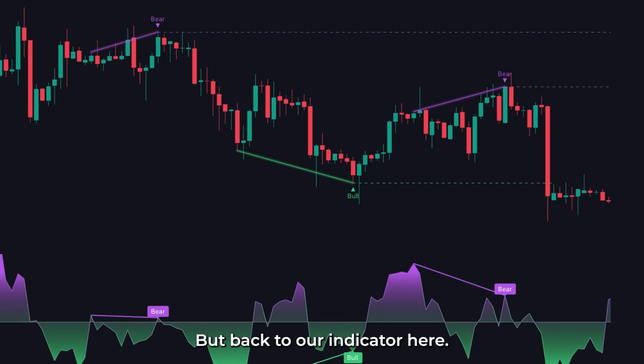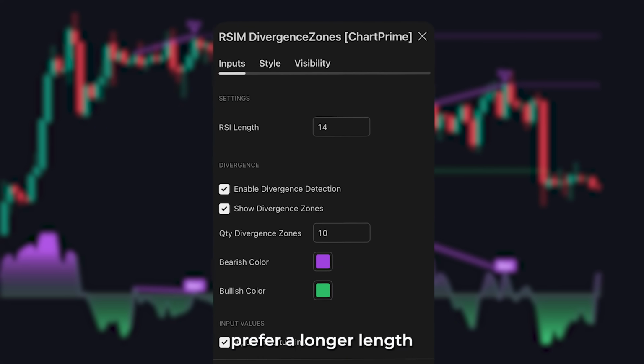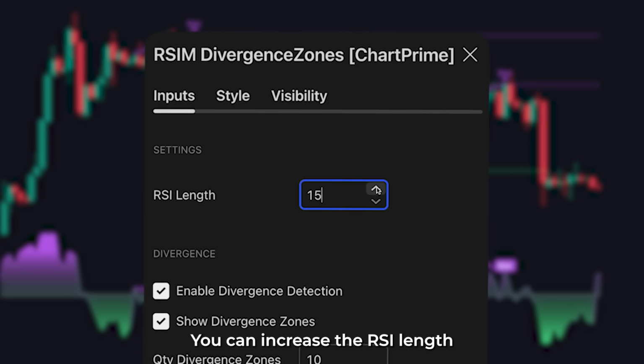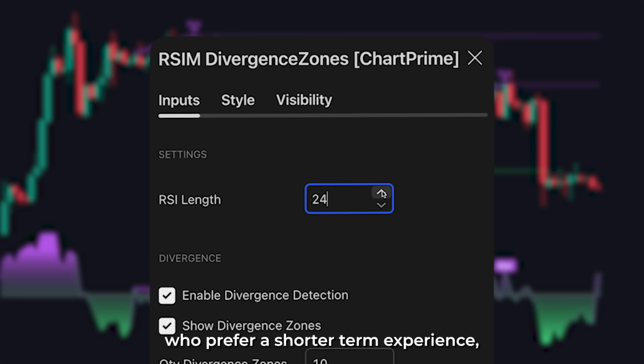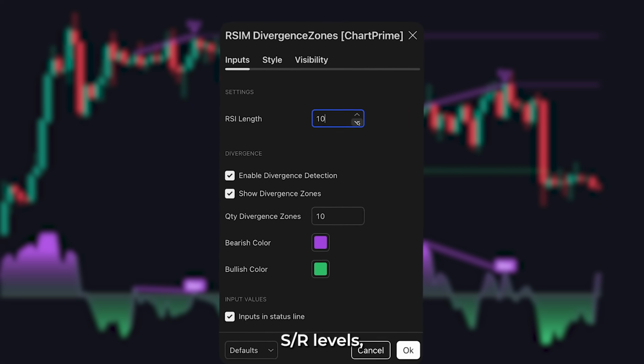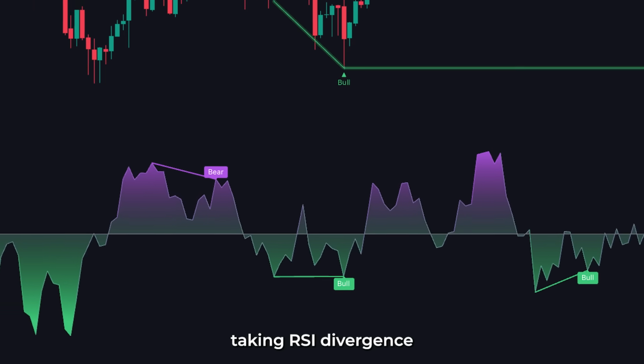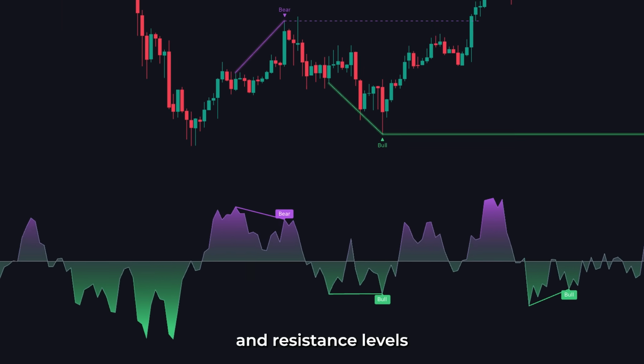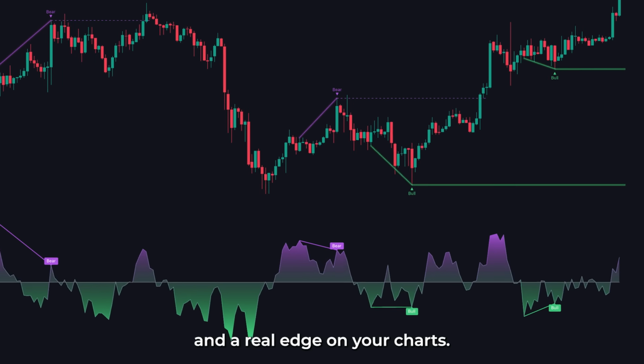But back to our indicator here. For traders that prefer a longer length and swinging experience, you can increase the RSI length. And for traders that prefer a shorter term experience, this can be reduced, making more frequent SR levels. Taking RSI divergence and plotting support and resistance levels from them can give perfect entries and a real edge on your charts.